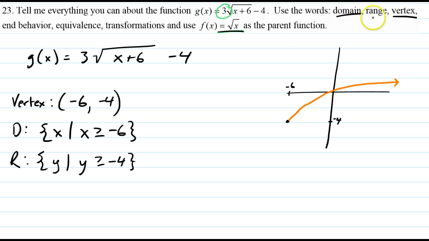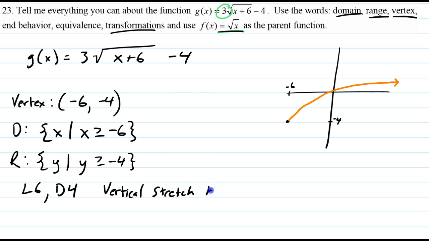So I've talked about domain, we've done range, the end behavior. So as x goes to infinity, our y values are going to infinity. Our transformations, okay, so it would be left 6, down 4, and then we have that vertical stretch by a factor of 3.